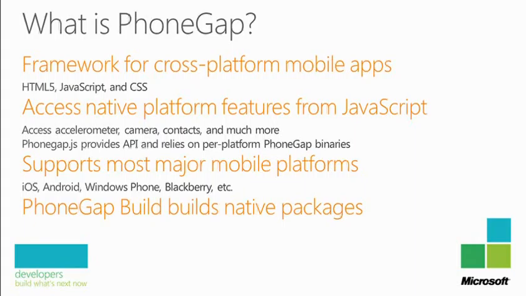Now, PhoneGap has been around for a while, but it's only in recent months that it has come to support Windows Phone. It was actually a small team at Microsoft in Redmond that built the Windows Phone 7 support into PhoneGap. Version 1.3, which came out a couple of months ago, was the first one to support Windows Phone. Like almost every first release of every product, it had a few bugs.